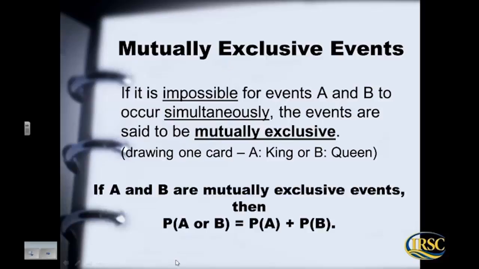So if you're trying to find the probability of A or B that are mutually exclusive, then all you have to do is find the probability of A and add it to the probability of B. So for example, let's say you are drawing one card and you are trying to find the probability of selecting a king or a queen. Okay, key word in the problem is or. So it's not possible for you to draw a king and a queen at the same time.